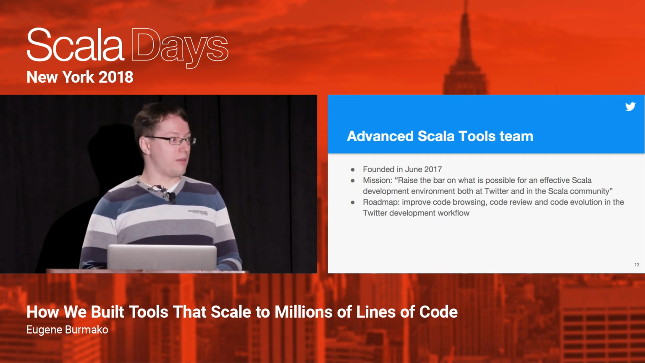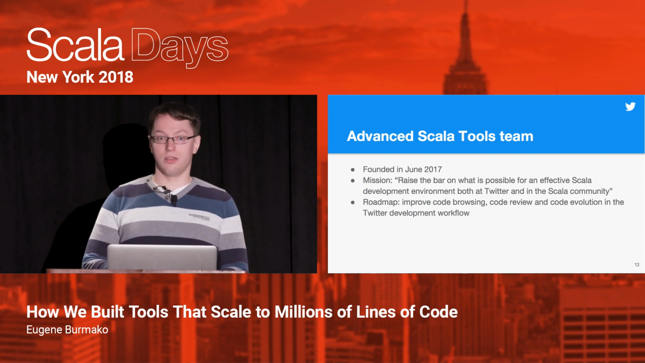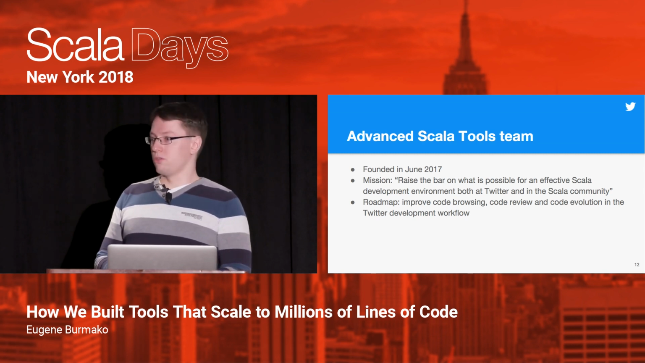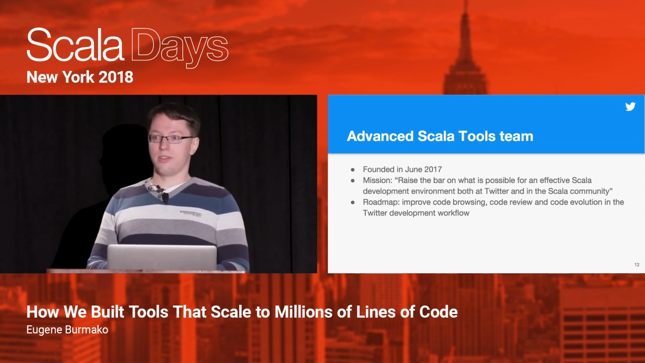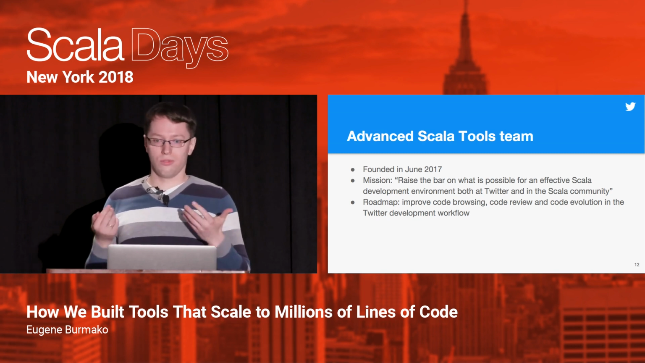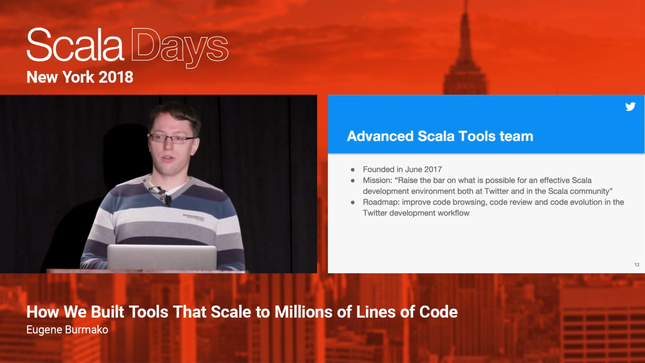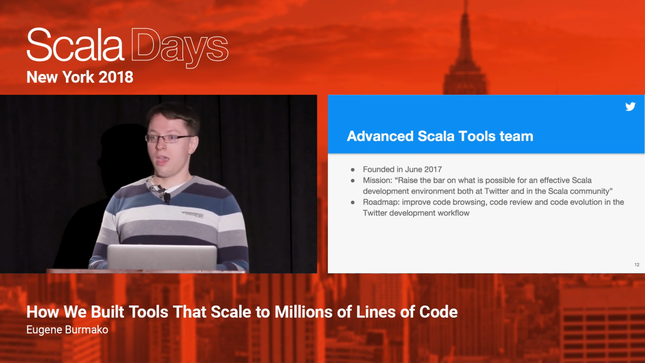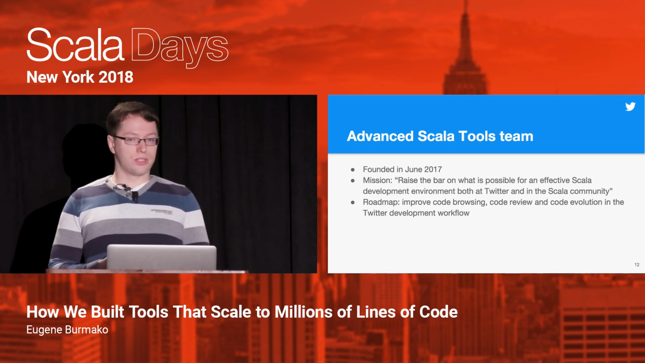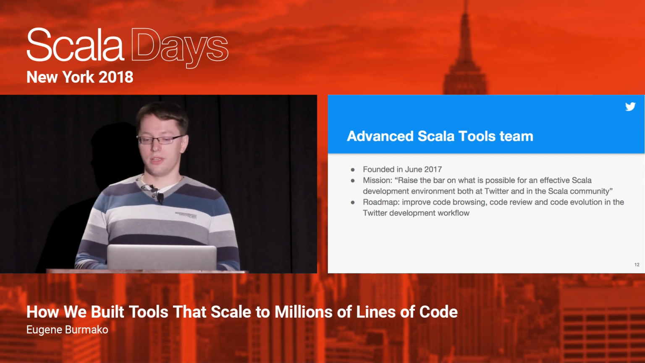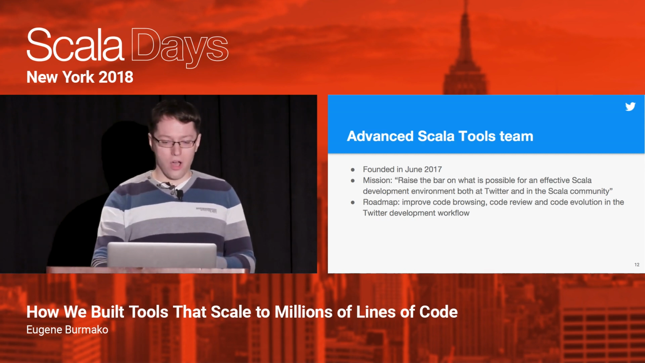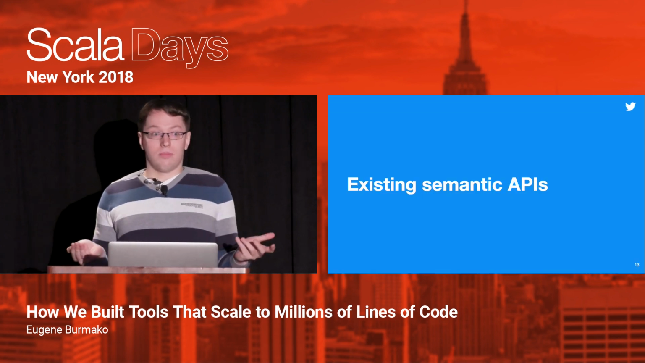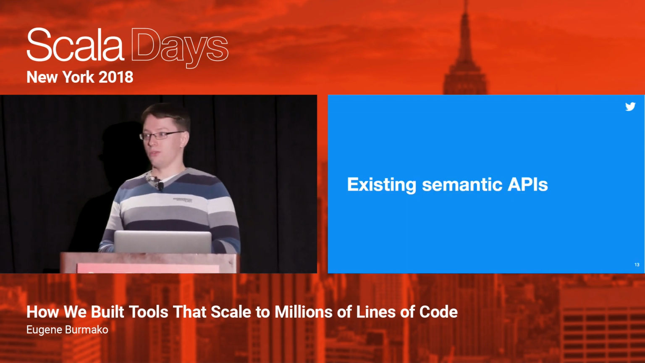And ultimately, that happened in June last year, and we founded a team with the mission to go boldly where no man has gone before, meaning to improve the state of the art of Scala tooling, both internally and then also to open source the most important of our efforts to benefit the community. And the roadmap basically mirrors the problem statement that we've seen in previous slides: to improve code browsing, code review, and code evolution.